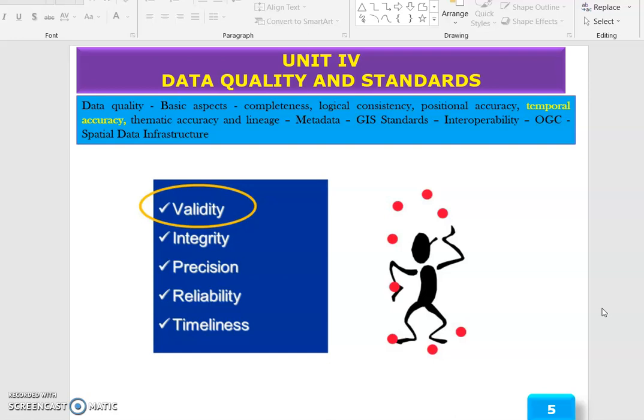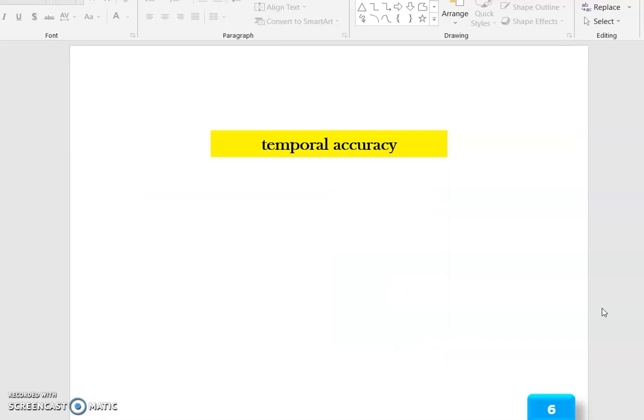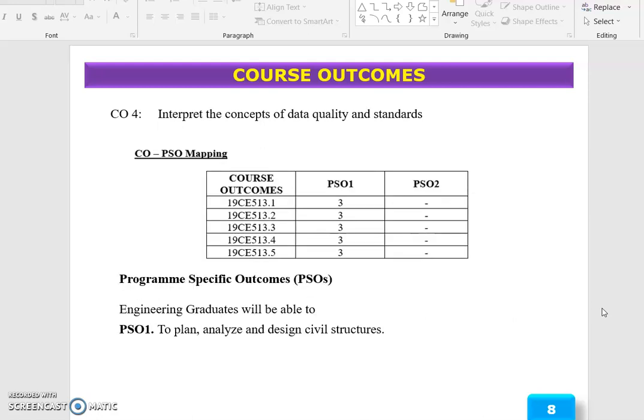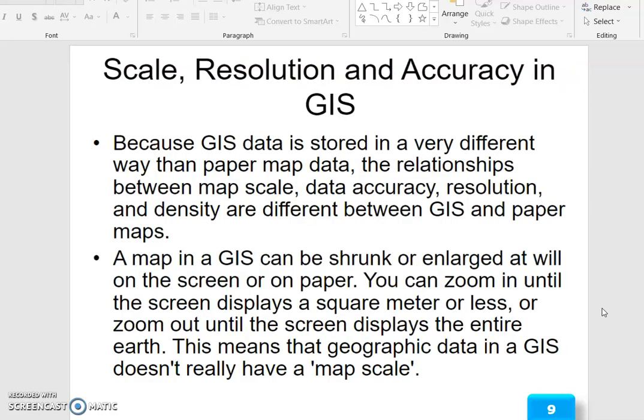The topic is temporal accuracy. The course outcome of this topic is to interpret the concept of data quality and standards. The program outcome is 1, 3 and 5. The program specific outcome is 1. The course outcome is to interpret the concept of data quality and standards.